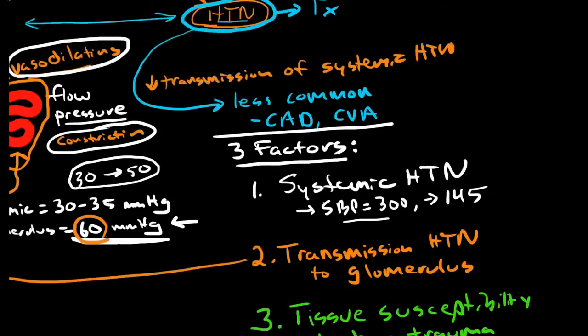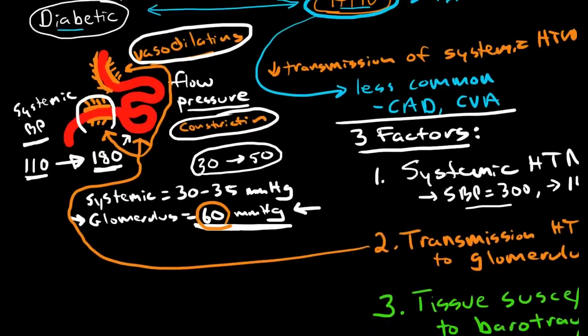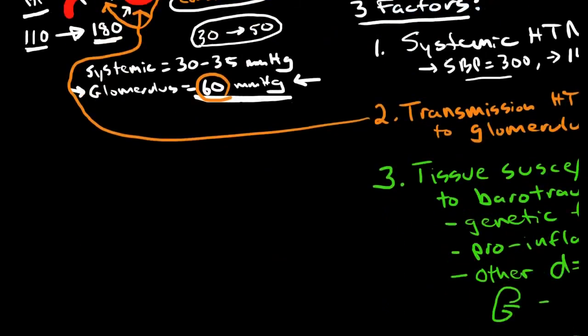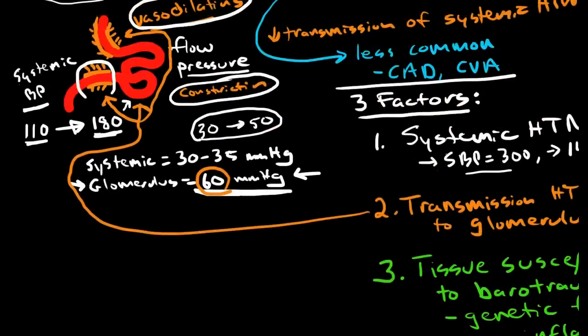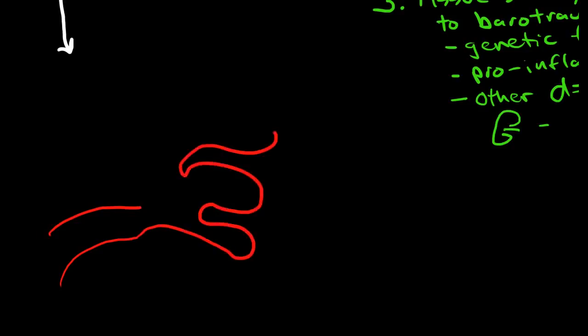Okay, so what happens exactly on a tissue level with the development of hypertensive nephropathy? Well, for hypertensive nephropathy, it really all starts out in the afferent arteriole. I'll draw a little bigger picture of this. So we have the afferent arteriole, then again we have the glomerulus, and we have the efferent arteriole.